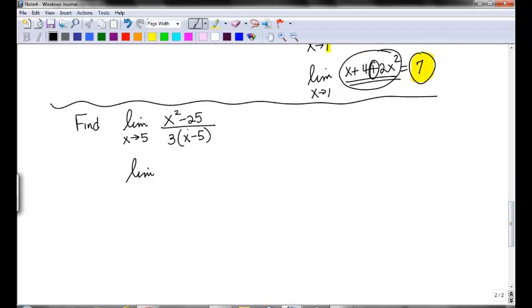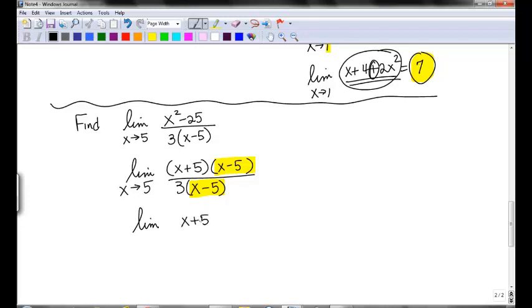So let's factor. How do you factor the difference of two squares? One plus sign, one minus sign: x plus 5 and x minus 5. It doesn't matter which one goes first. You still need that limit notation. So you factor it, and now you can reduce it. These two divide out. Then you're down to the limit of x plus 5 over 3 as x approaches 5.